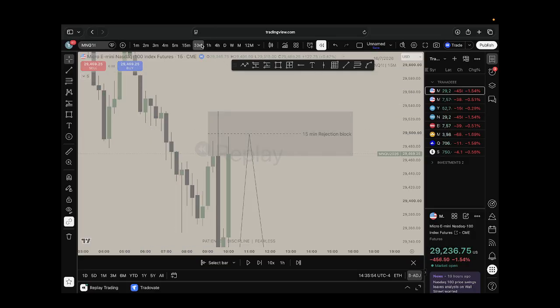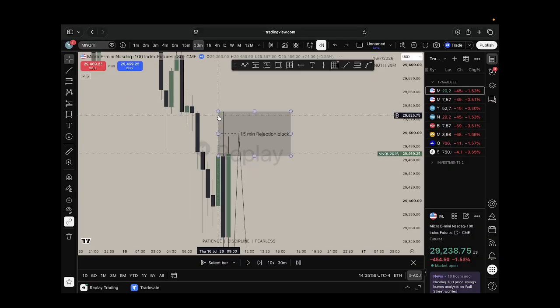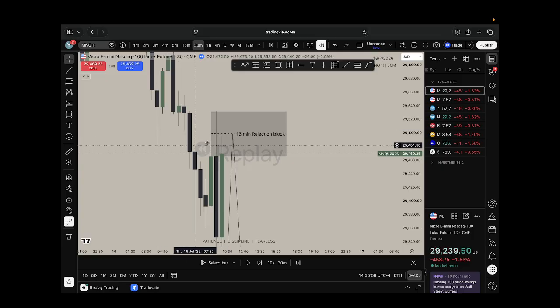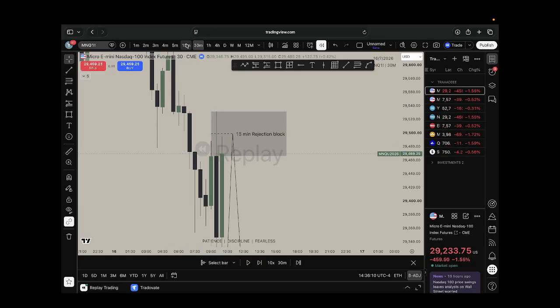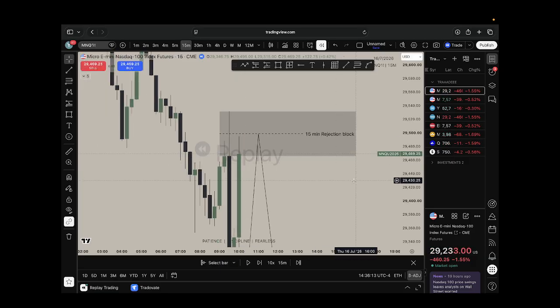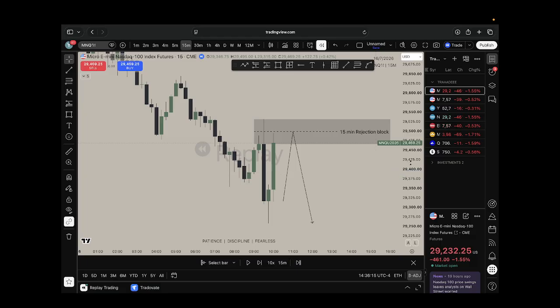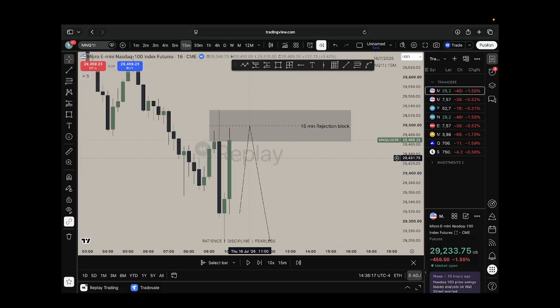As well, if you go on to the 30-minute time frame, we created a 30-minute rejection block. You can see that we're delivering from an internal PD array, such as this 30-minute fair value gap. We create a move up, then a move down, and that wick is considered the rejection block. So it's definitely a more advanced concept to understand versus just the fair value gap. But we can also look to take shorts from here because this is considered internal structure.